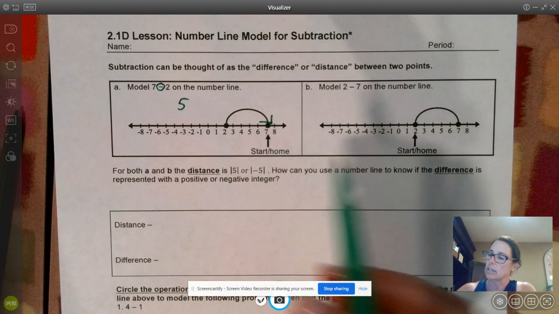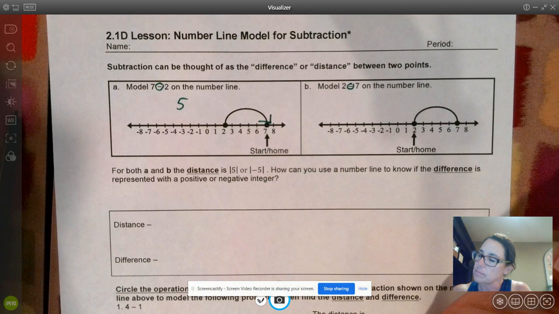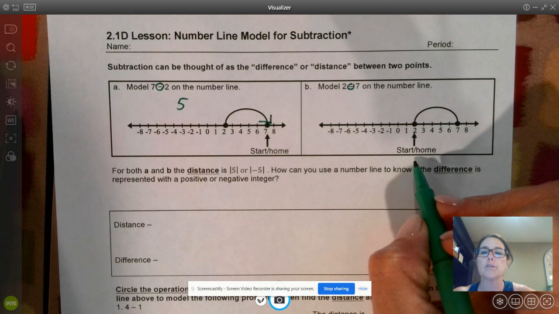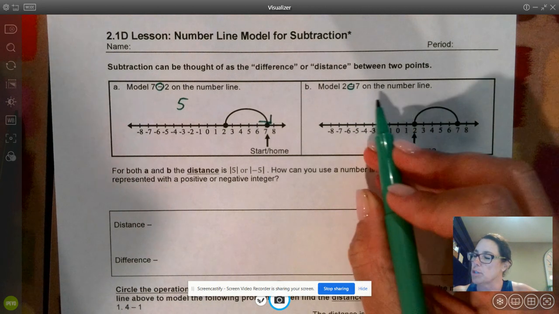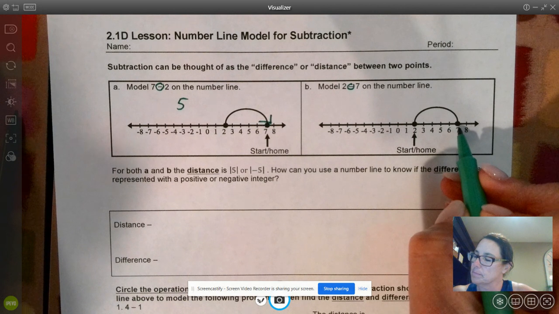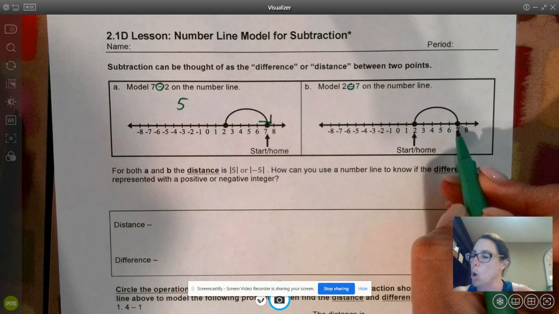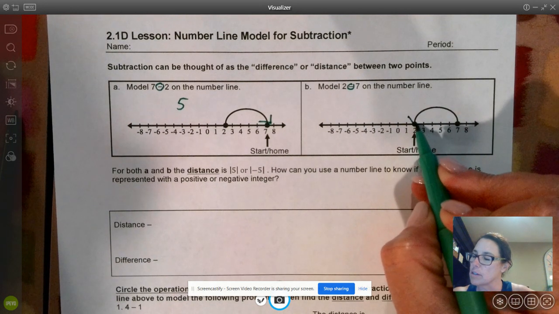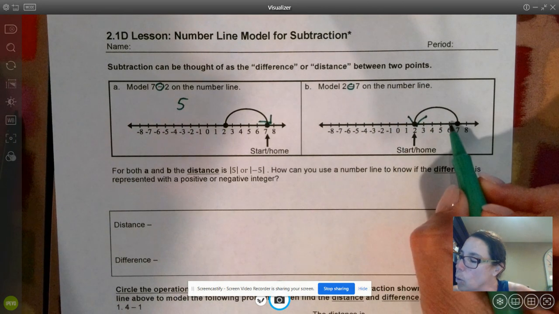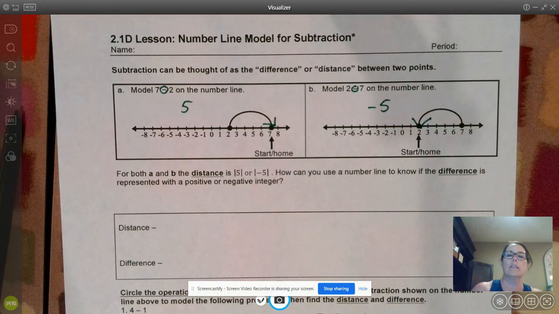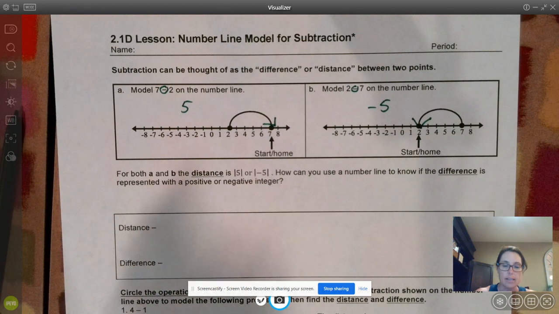Okay. Let's take a look at 2 minus 7. Okay, so we put 2 on the number line, put a dot, that's our first number. We label it start home. We also put the number 7 on the number line, and we ask ourselves the question, what do we need to do to get back home? So we're going left that way, 1, 2, 3, 4, 5 units to the left. The left motion gets us that negative number. Okay, so that's what's going to be behind this lesson.